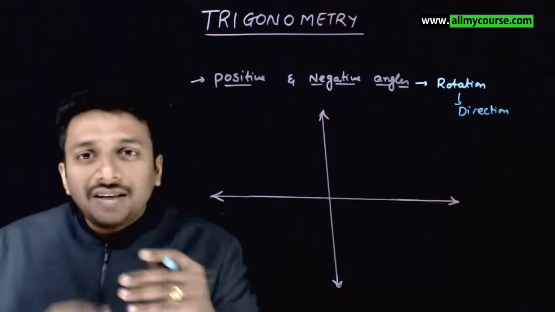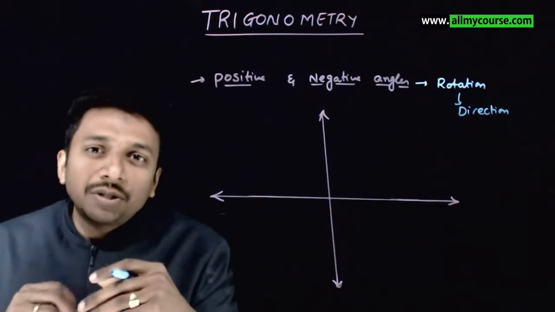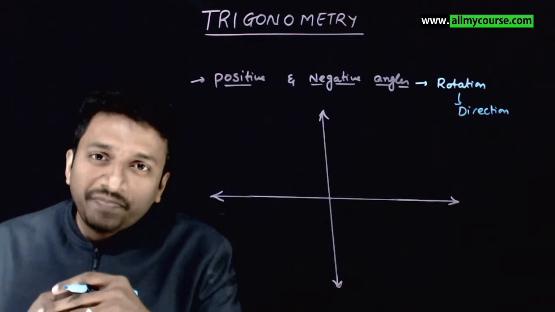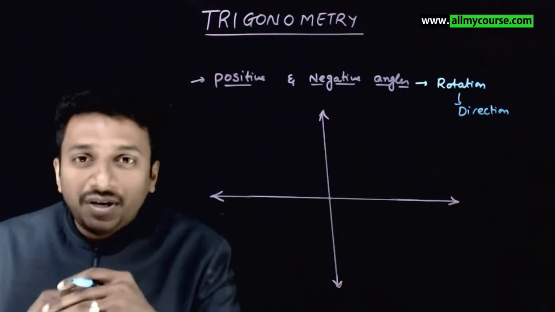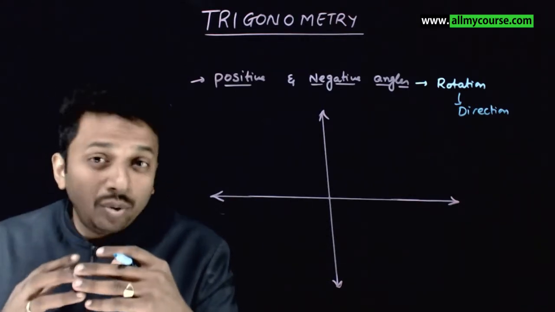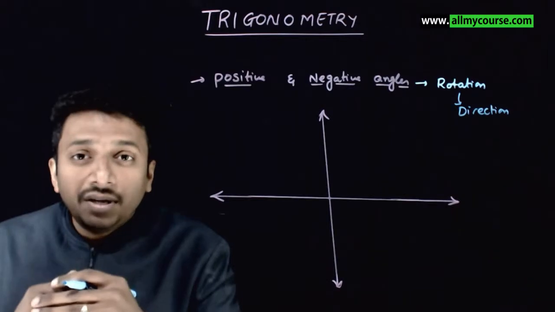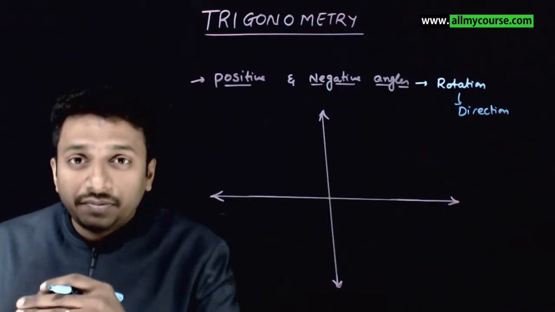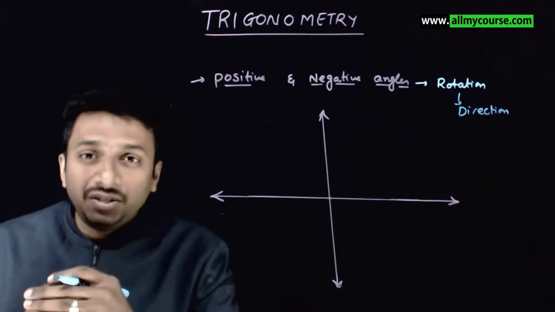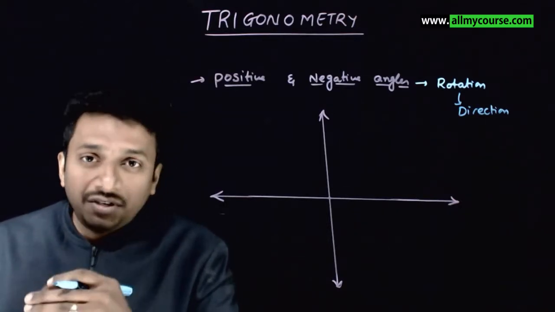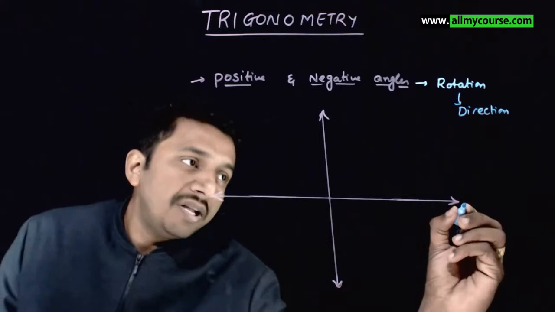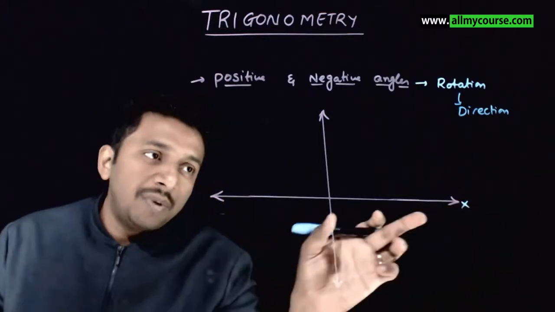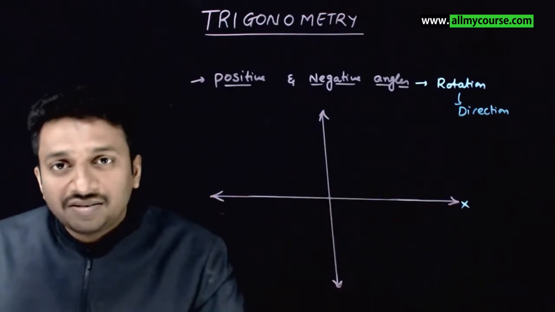So whenever I say that a line has rotated through 30 degrees, there can be two different possibilities. That is, a line might have rotated through 30 degrees in clockwise direction. A line might have rotated through 30 degrees in anti-clockwise direction also. To differentiate these two, we follow a standard convention. The initial ray is always assumed as the direction of positive x-axis.